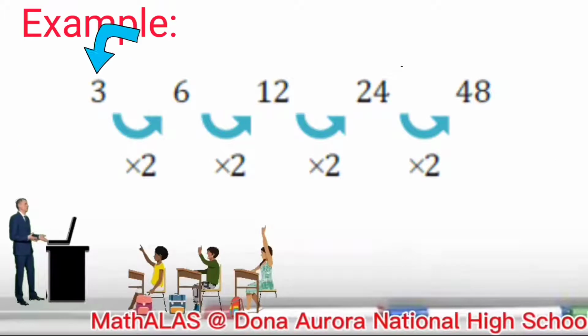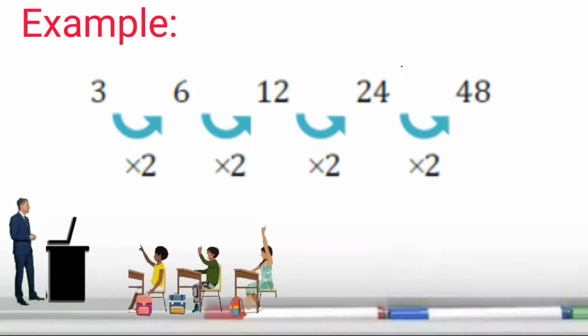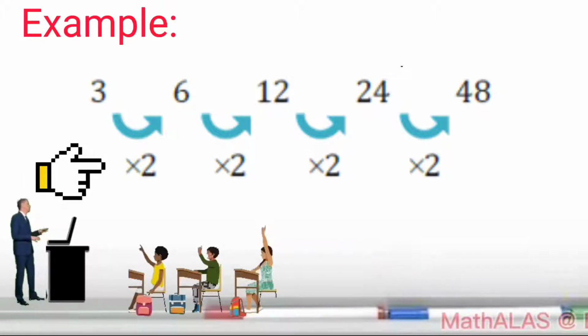Consider the sequence 3, 6, 12, 24, 48, and so on. Each term is doubled to obtain the succeeding term. Thus, the common ratio of the sequence is 2.